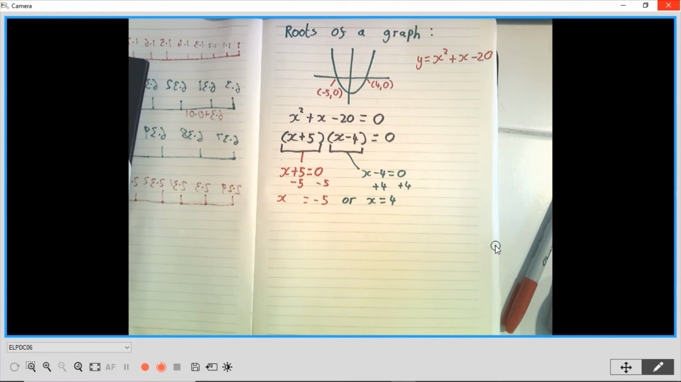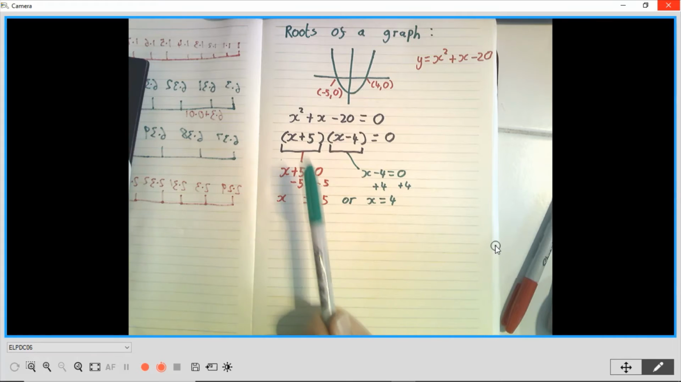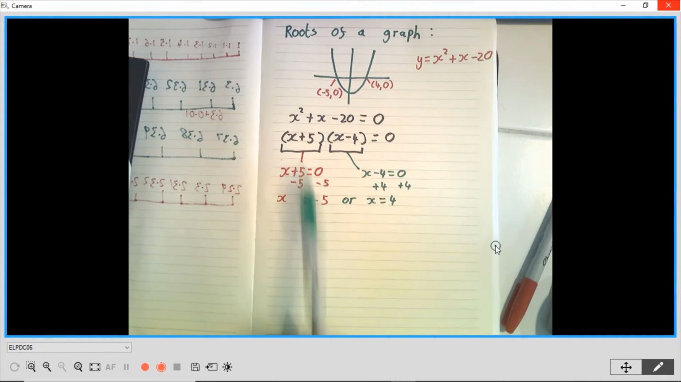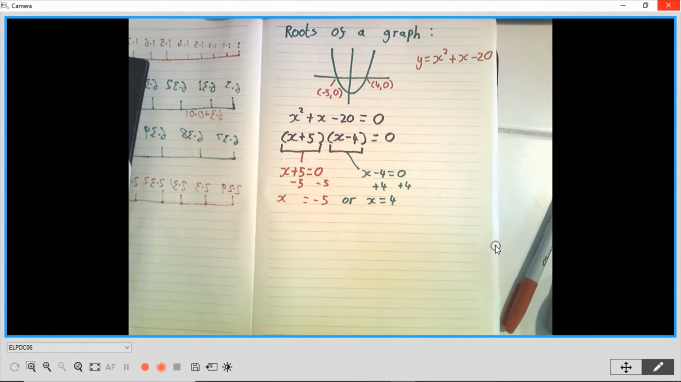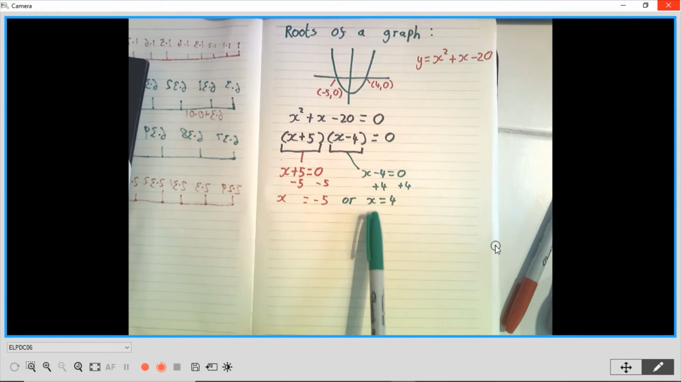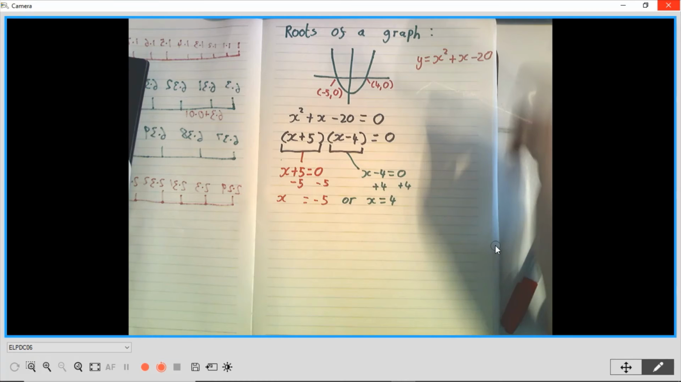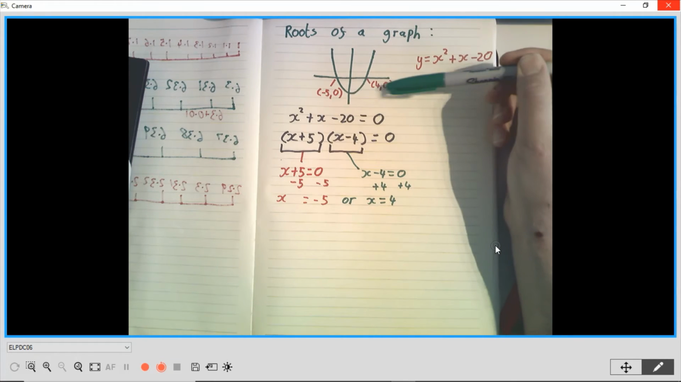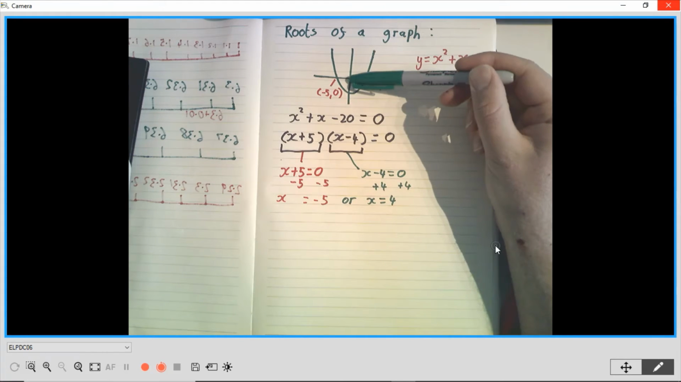Quadratics, you'll find, often have two possible solutions. You factorize them in this way, put it equal to 0, and then either this bracket is equal to 0, in which case you get one solution, or this bracket is equal to 0, and you get this solution. And I'm hoping that you can see the relationship between this and the graph. -5, 4, -5, 4. These are telling you what the roots of the graph are. They're telling you where it crosses the x-axis. The reason for that is that these are the points where y equals 0. y is 0 here, y is 0 here.